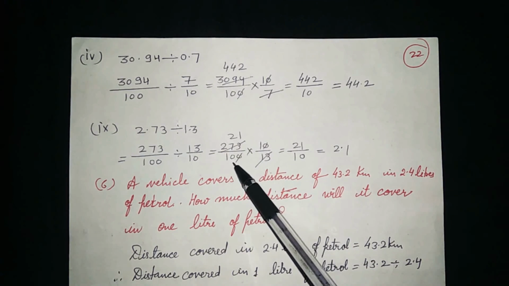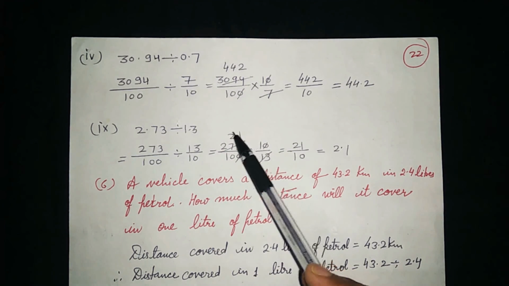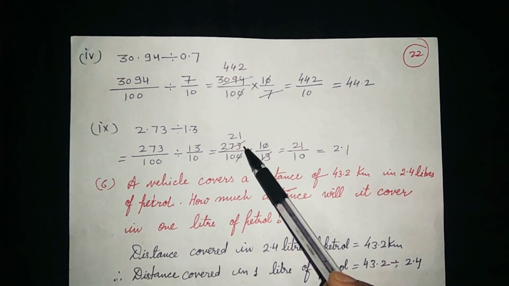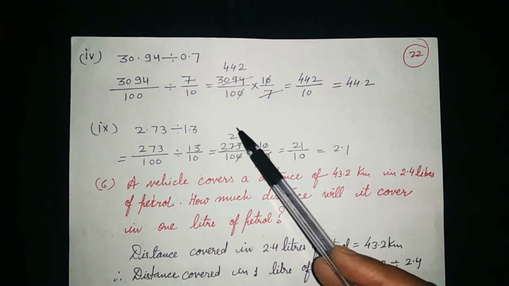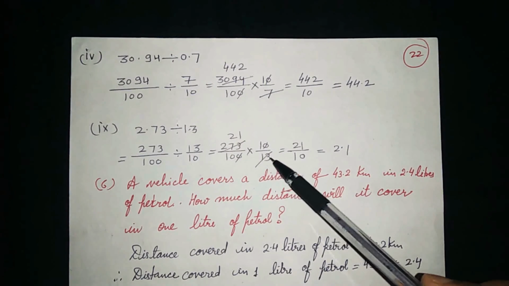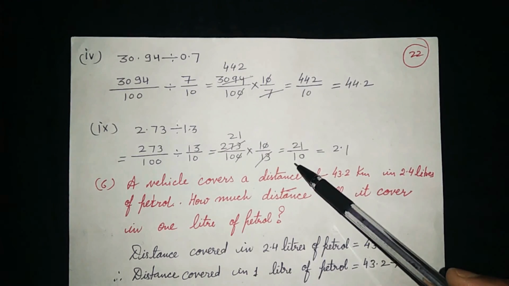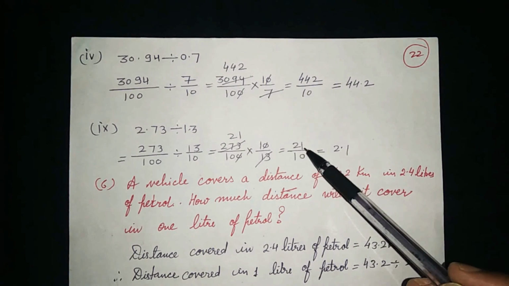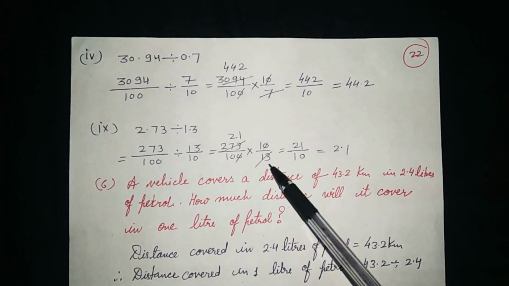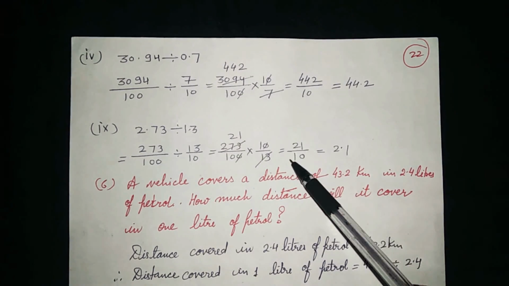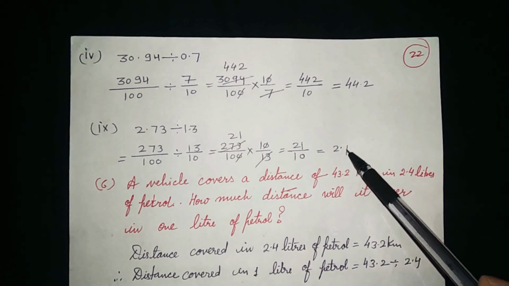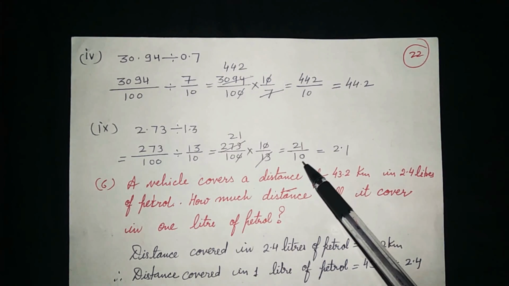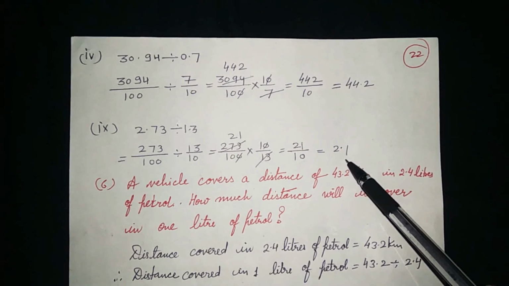Now 0 and 0 we can cancel, and 273 is divisible by 13, so we will divide it by 13. What will we get? 21, and here 13 1s are 13. So now in the next step, 21 into 1 is 21 here, and 10 into 1 is 10 here. Now 21 upon 10 we will write in decimal. So what will come? 2.1, because here we are dividing 21 by 10. So the answer is 2.1.